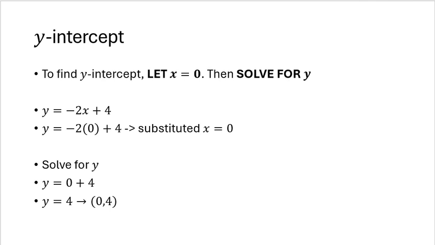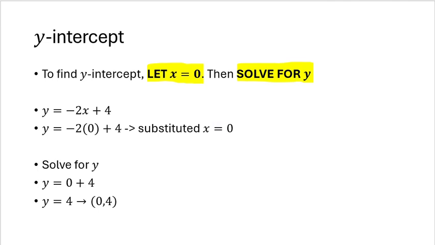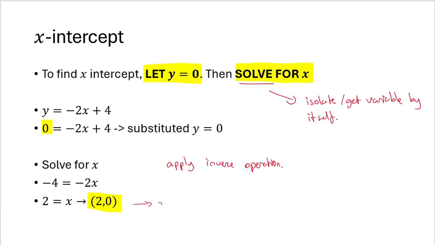For the y-intercept, very similar. You are going to let x equals 0 instead and solve for y. Like I mentioned here, just substitute x equals 0 wherever you see x. What actually ends up happening is anything multiplied by 0 is just 0. And obviously you get 0 plus 4 equals 4, okay? So that's your second coordinate point. This is your y-intercept. And this one here is your x-intercept.